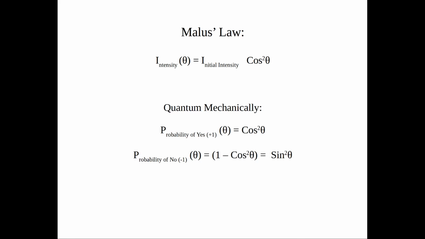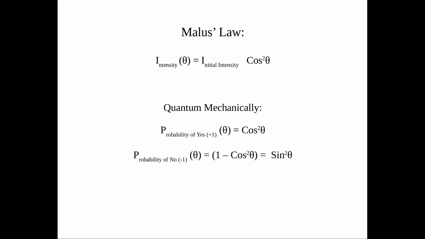We see it in mathematical form here. At the top, it's in its original form, and on the bottom, after it has been restated to conform with the quantum understanding of the world. In quantum theory, light is composed of indivisible particles called photons. The intensity of light corresponds to the number of photons. The probability of any single photon passing through a polarizing filter is cosine squared theta, with theta being the angle between the polarity of the photon and the polarizing filter.